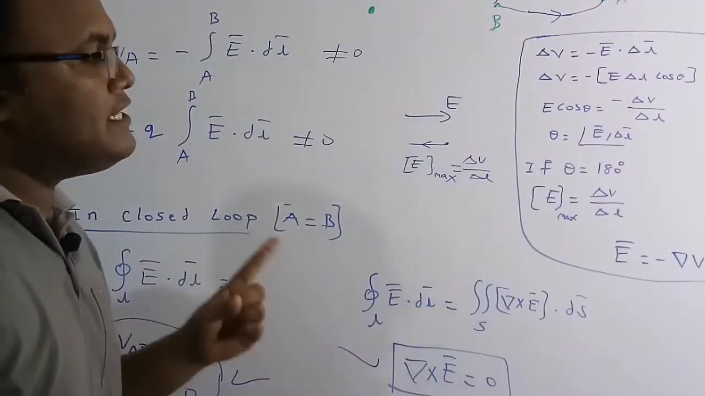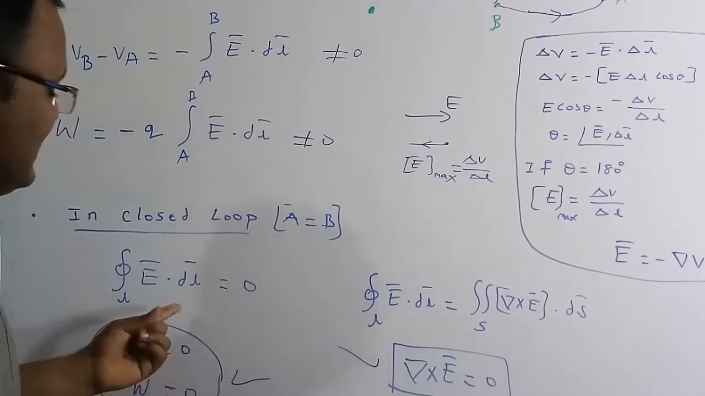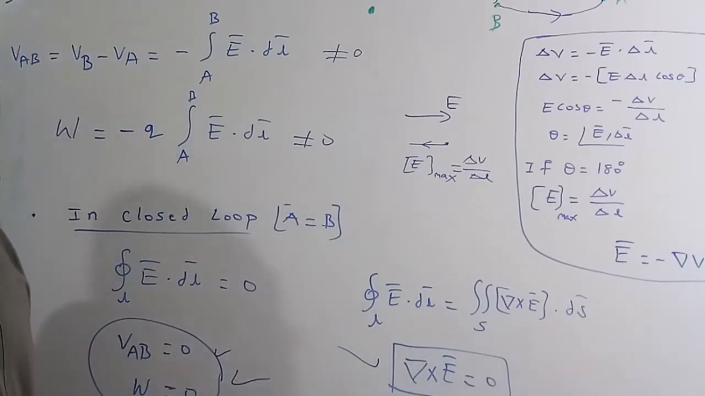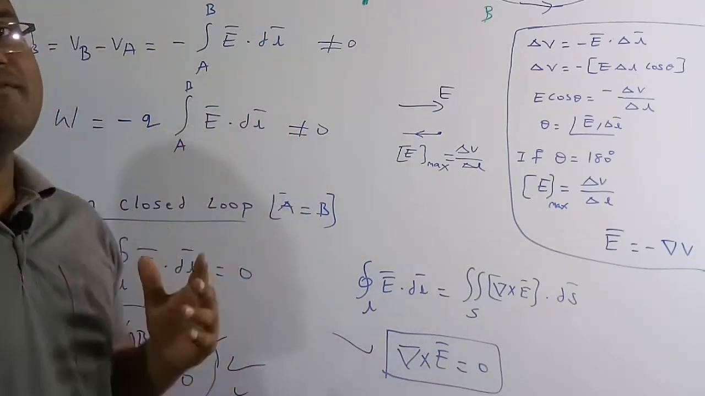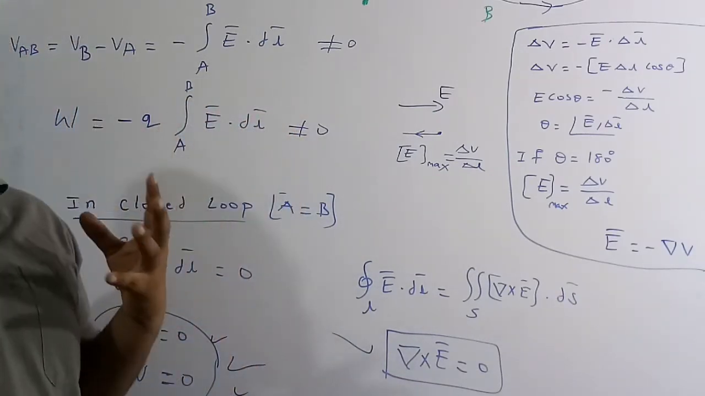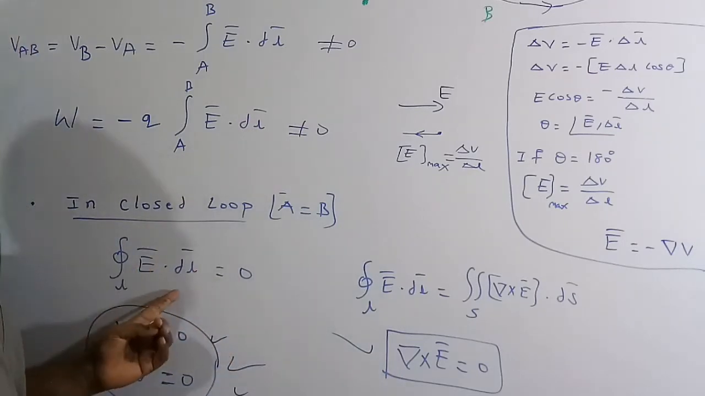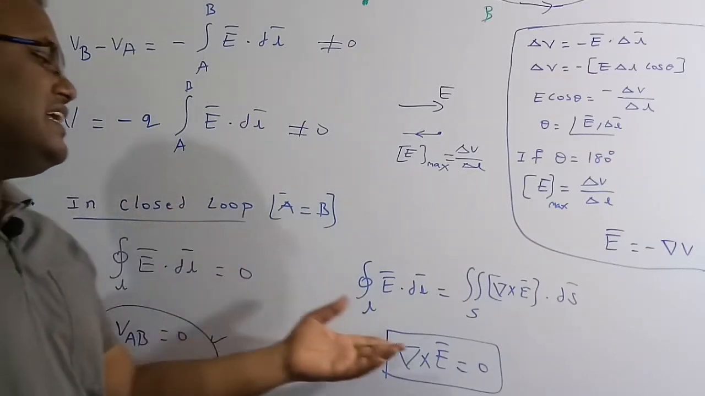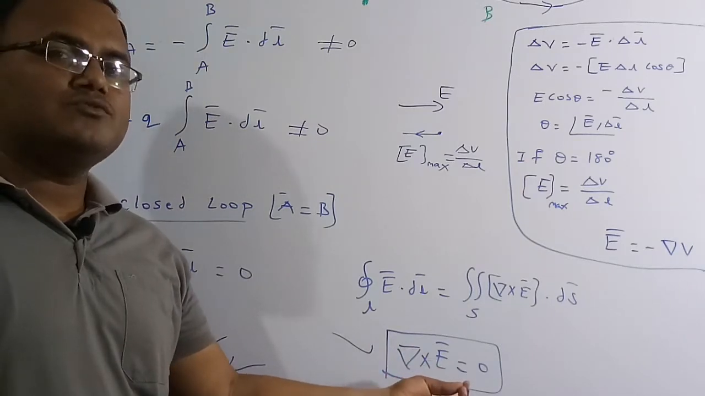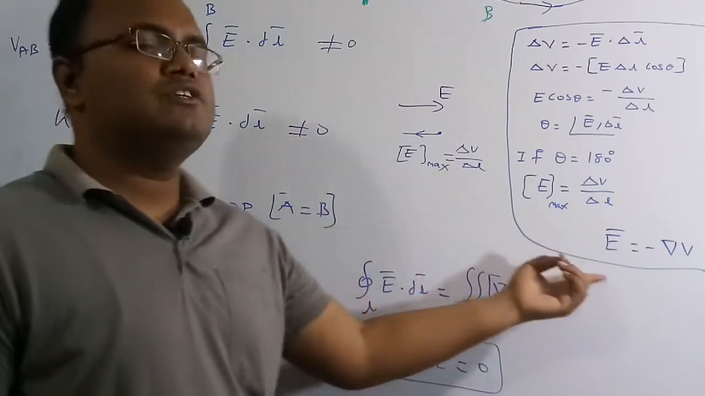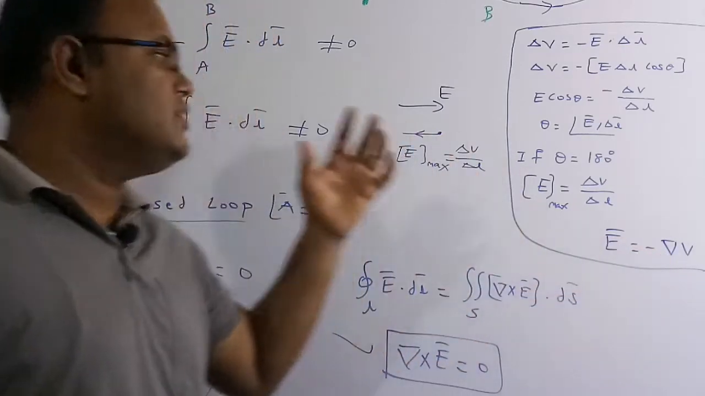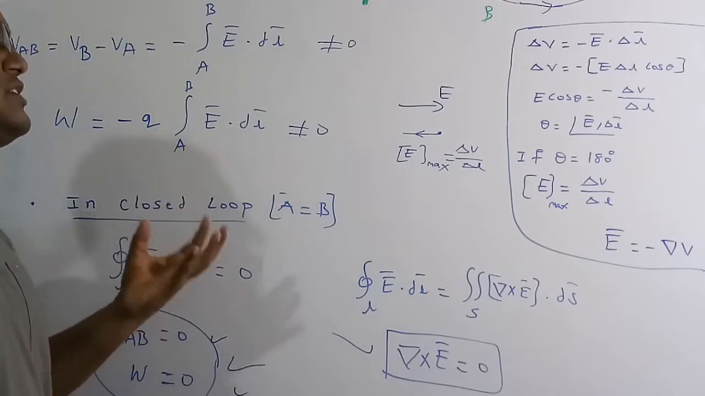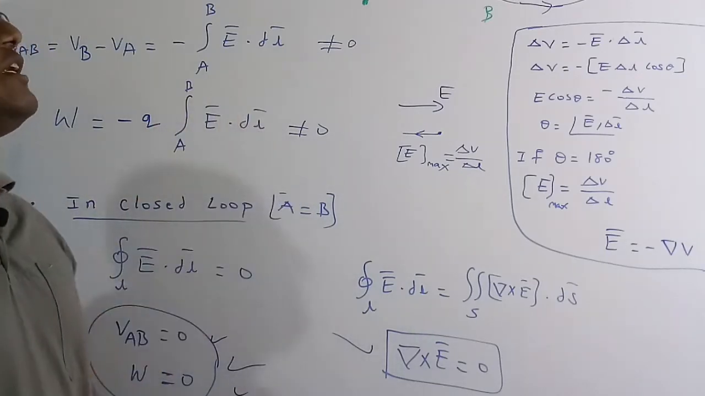Only in a closed loop is the net potential equal to 0 and the net work done equal to 0; otherwise these are not equal to 0. Whenever the electric field is conservative, the closed line integral of E bar dot dl bar is equal to 0, the curl of the electric field is equal to 0, and the electric field is equal to the negative of the gradient of the scalar potential. Only in a closed loop is the net potential drop equal to 0. So now we are going to solve the 22nd question.